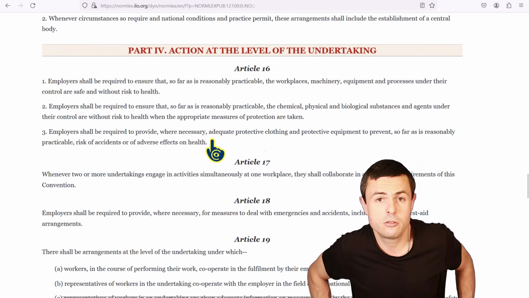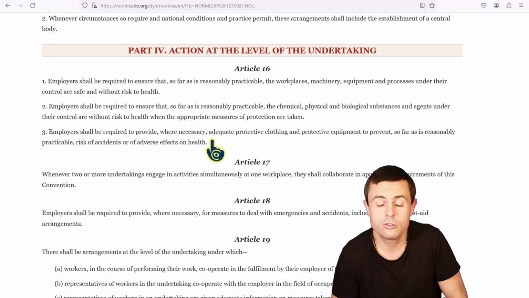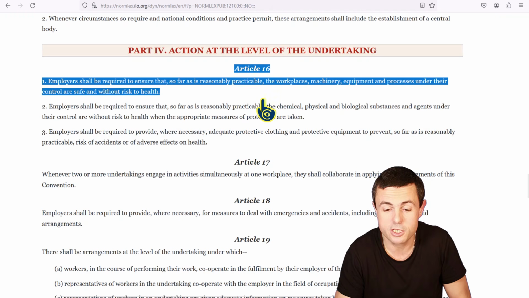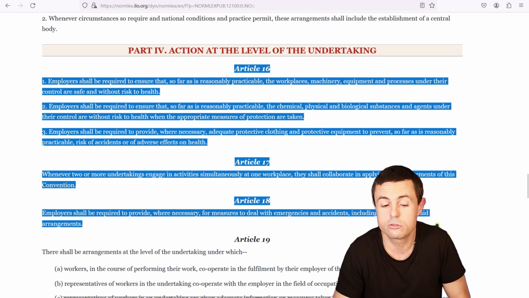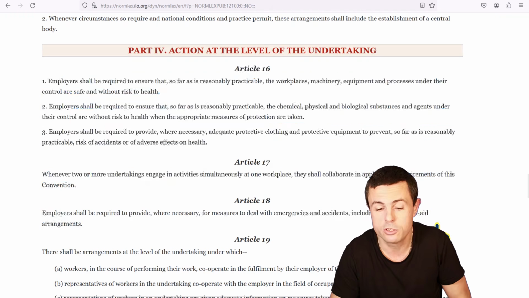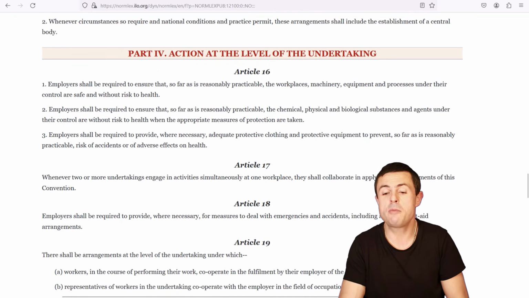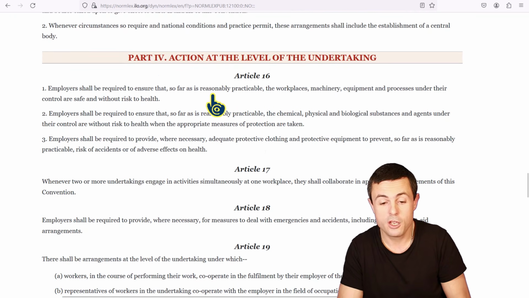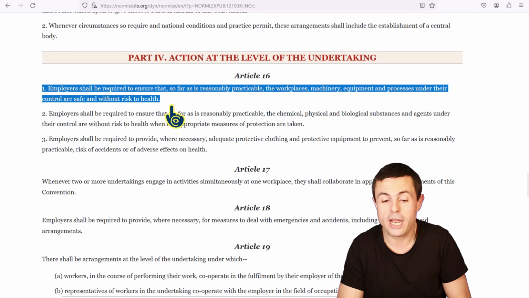If you were asked a broad question in the exam, what duties of the employer under C155 have been breached in this scenario, you would obviously use, say, Article 16, 17 and 18. You could use all of those. They may or may not be relevant. There might be lots of different ways in which 16.1 has been breached.